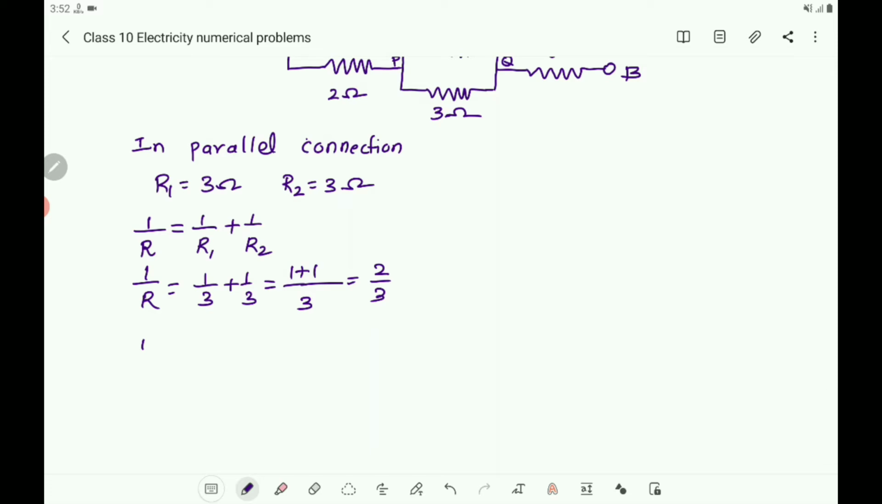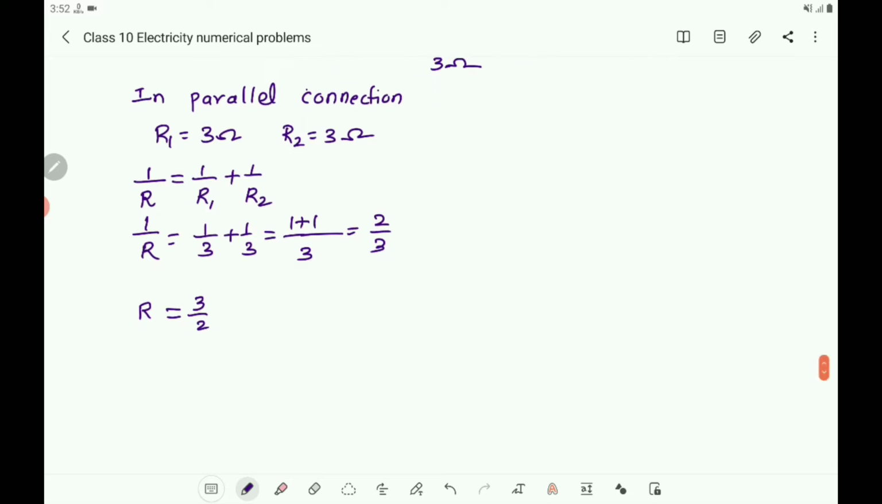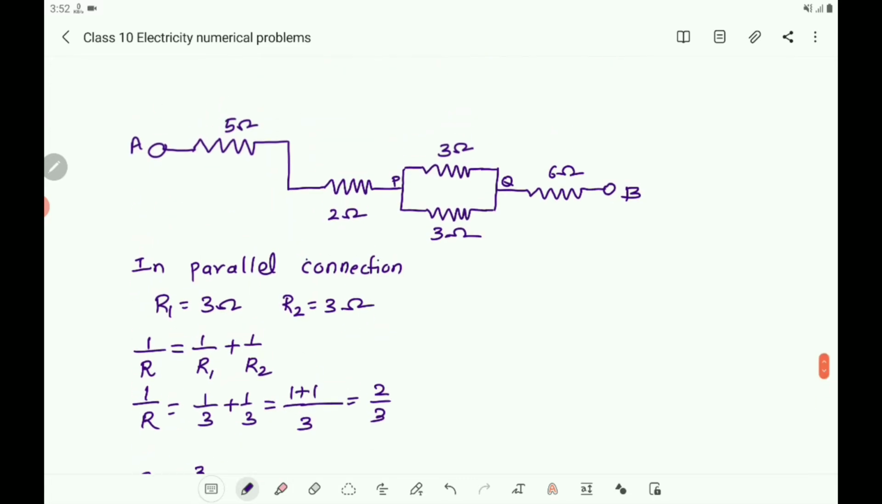So 1 by R equals 2 by 3 means R equals what? Here R is the reciprocal of 1 by R. So you must take the reciprocal of 2 by 3, that is 3 by 2. Then R equals 3 by 2, that is 1.5 ohm.